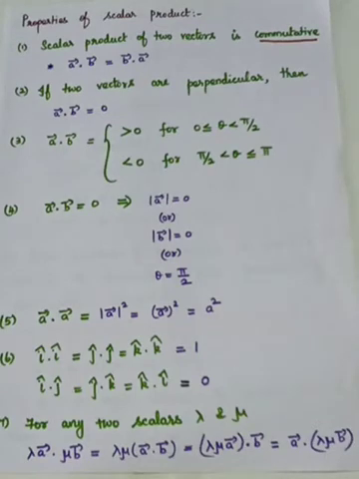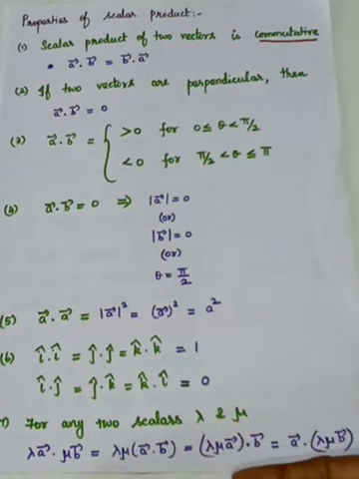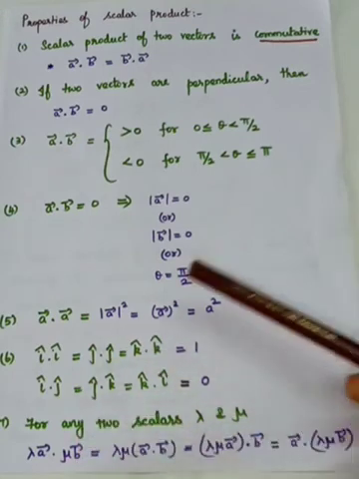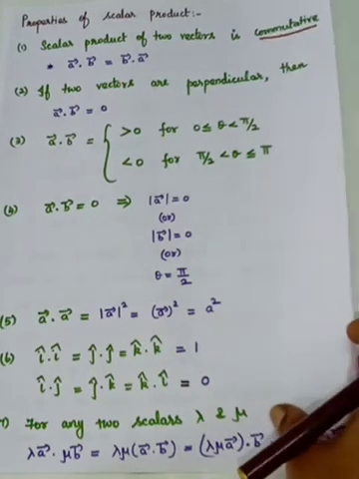So the next one, if lambda and mu are scalars, we can write lambda A vector dot mu B vector. So the scalars can be taken out and we can take the scalar product of the two vectors. If a scalar is involved in the dot product, we can take the scalars out and take the dot product or scalar product of those two vectors. So it can be written like this using scalars.